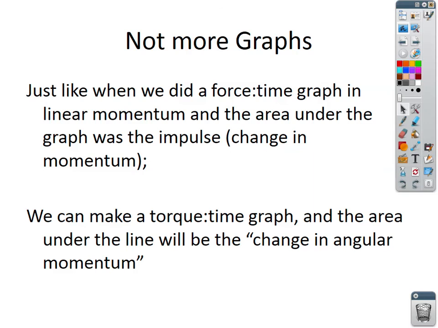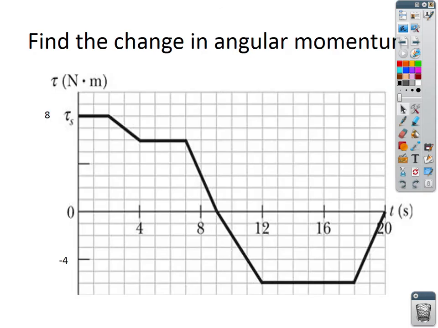Graphs again. Always with the graphs. Really, there's only 1 or 2 that show up here. It's similar to what we did with momentum. Remember, with momentum, we did a force time graph to illustrate that we could solve for the impulse and therefore the change in linear momentum. Well, if I replace force with torque, I can make a torque time graph, and the area under the line will be the change in angular momentum. Again, we don't have a special term for impulse with angular momentum, so it would just be the change in angular momentum.